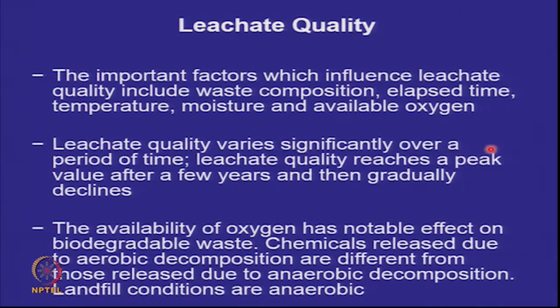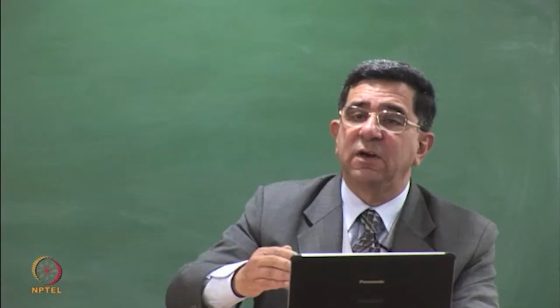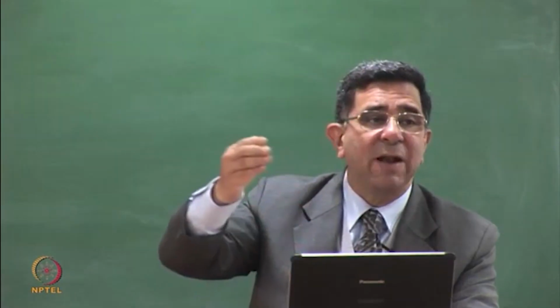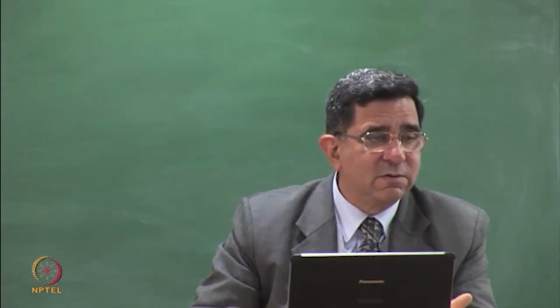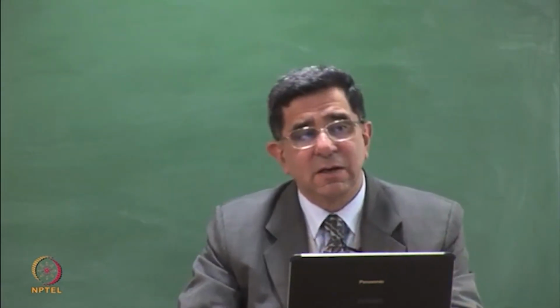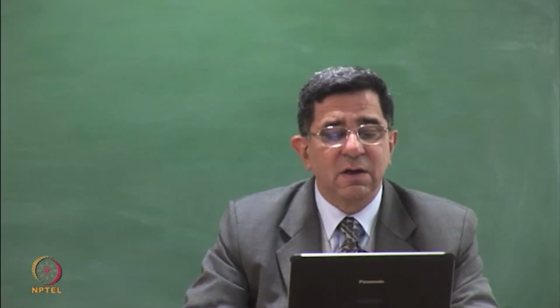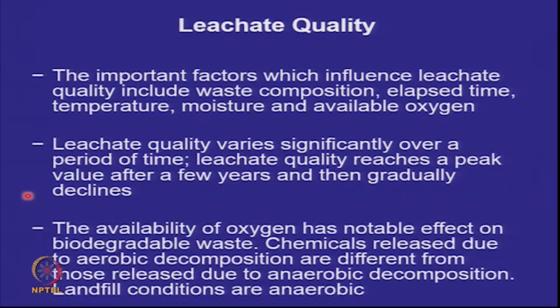Leachate quality varies significantly over a period of time, but broadly speaking, leachate quality will reach a peak value. That means the concentration of the contaminants will first reach a peak value, and then they will gradually decrease as more and more water comes in.